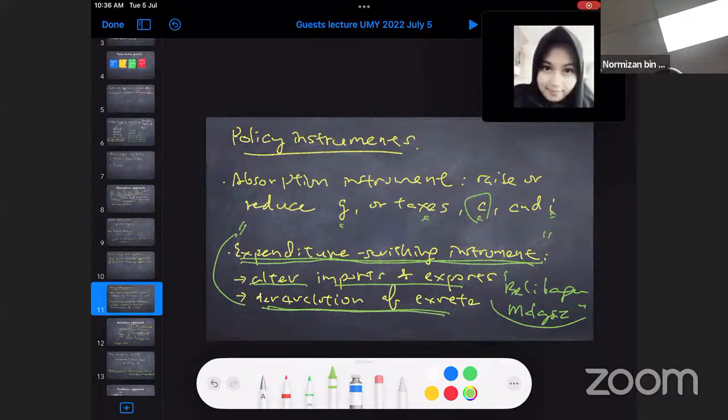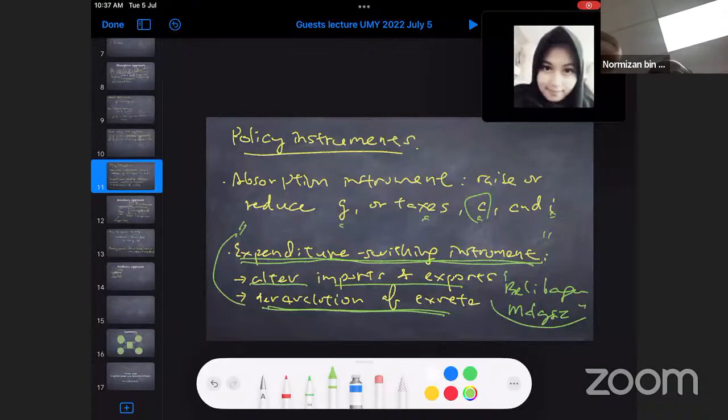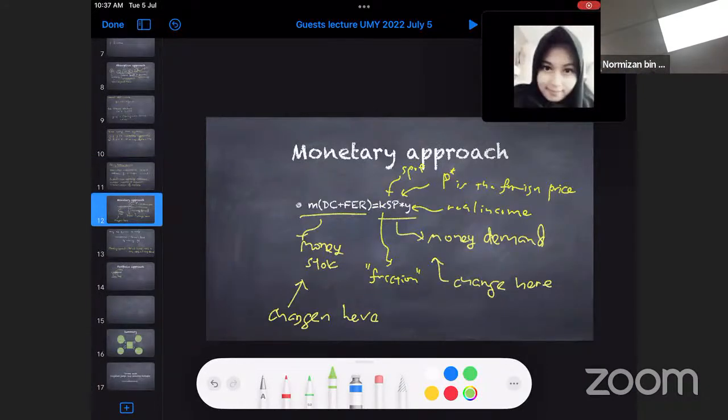Okay, so the third one. So we come to the third point. There is the monetary approach. Okay, the monetary approach. So what we have here is that economists create the equations that represent the money stock, the money supply, and then the equation that represents the money demand. Why? Because economists believe that the exchange rate is a money phenomenon, meaning that money in a country will affect the exchange rate.